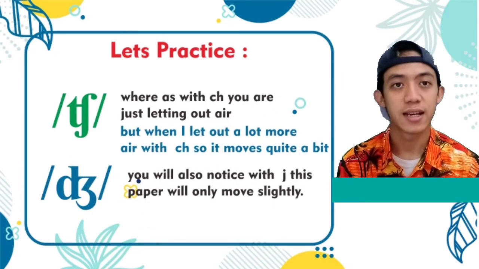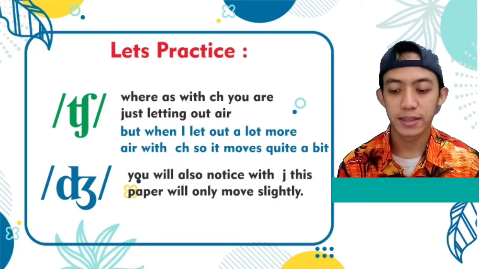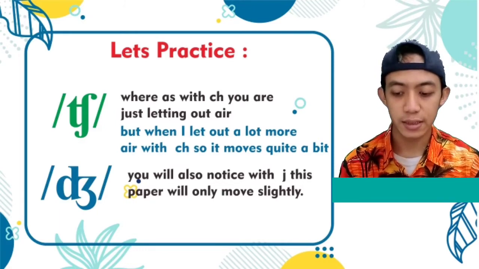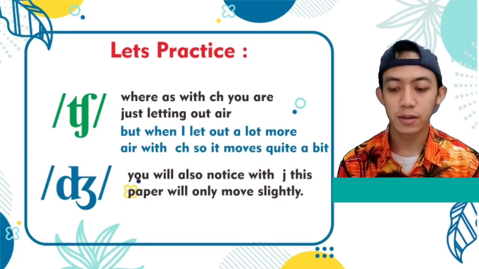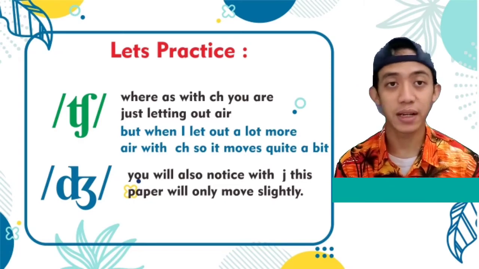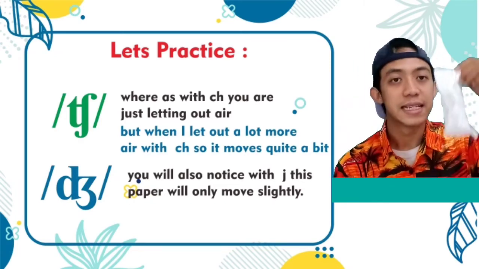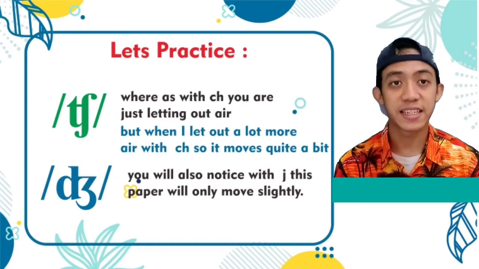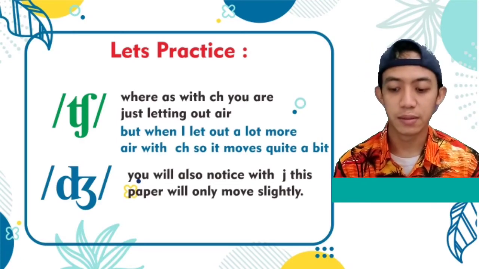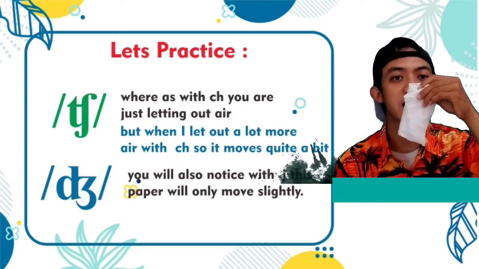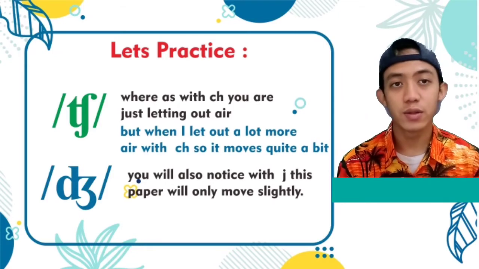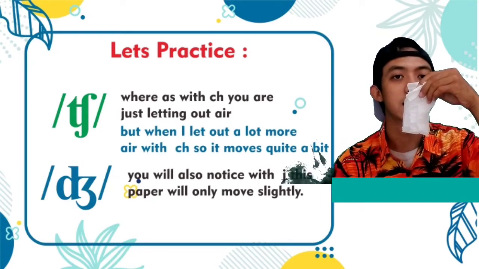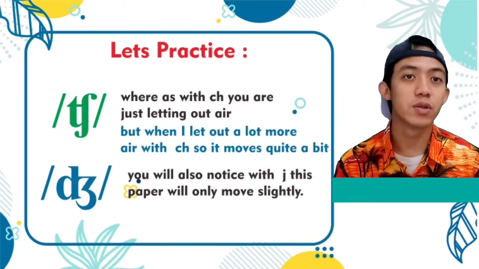Next, ch. With ch, you are just letting out air. You will also notice with j, this paper will only move slightly. For example, I use toilet paper. When I say ch, the paper is moved quite a bit. But when I pronounce j, it moves only slightly. It means we use the voice box.